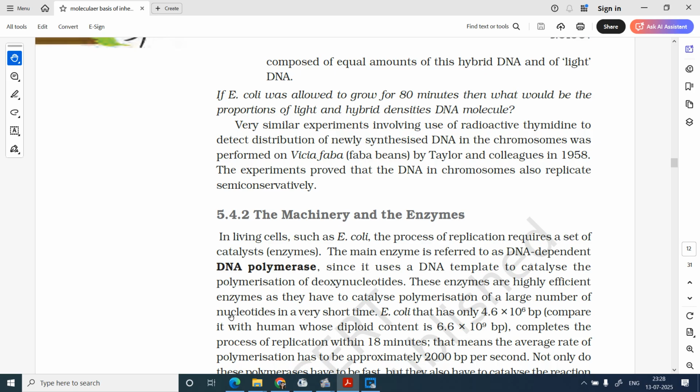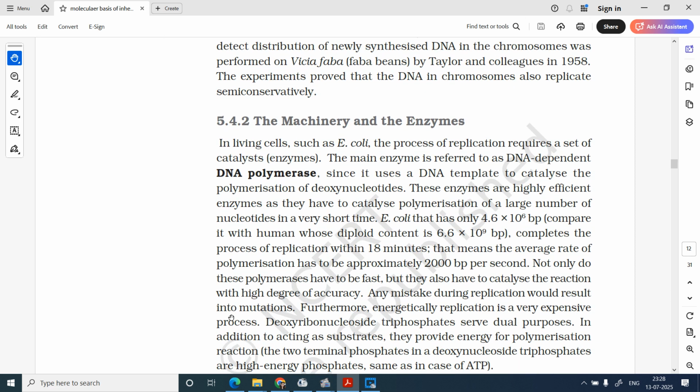Similar experiments involving the use of radioactive thymidine to detect the distribution of newly synthesized DNA in the chromosome were performed on Vicia faba beans by Taylor and colleagues in 1958. The experiment proved that the DNA in chromosomes also replicates semi-conservatively.